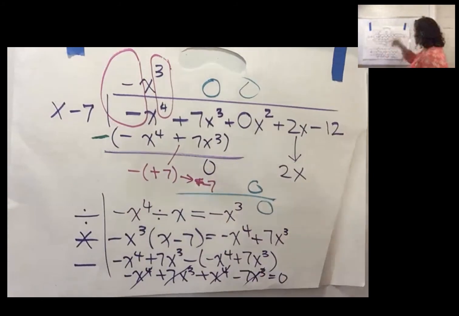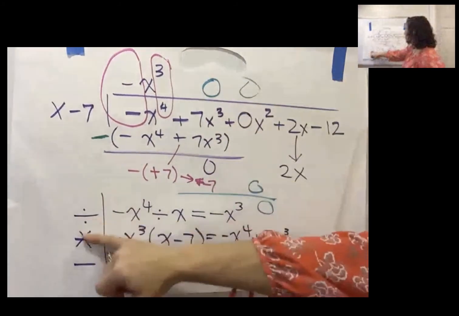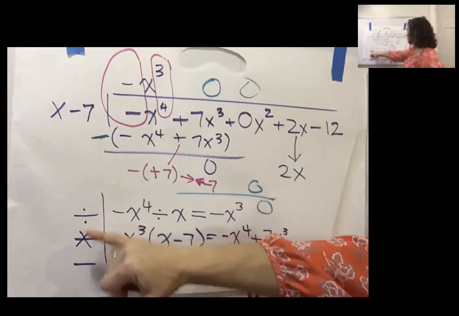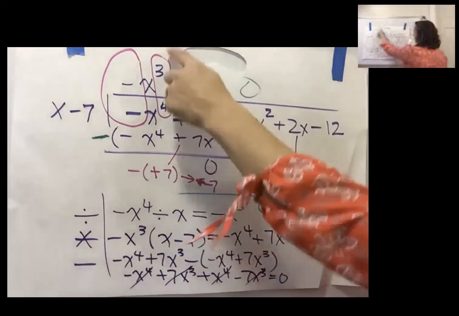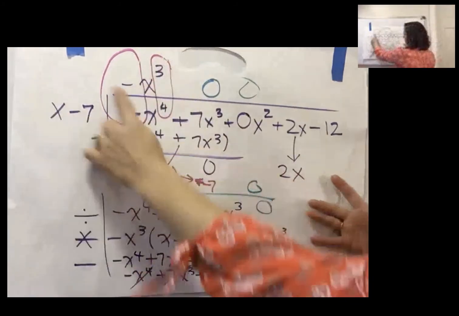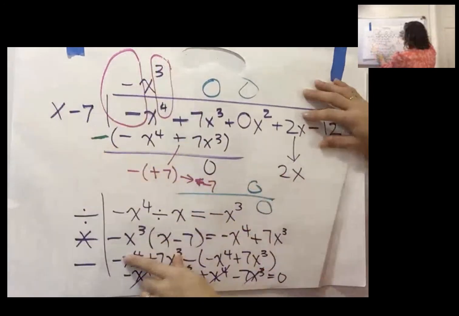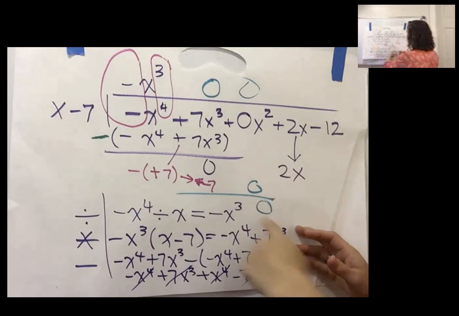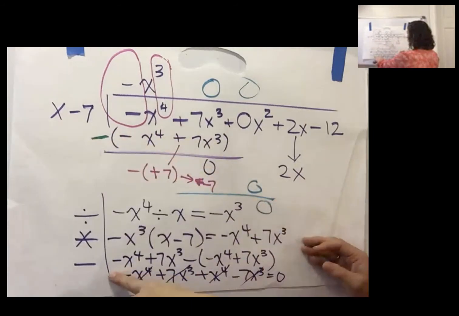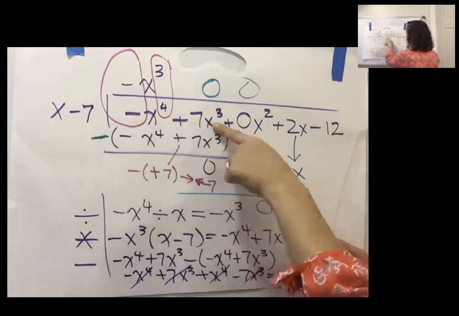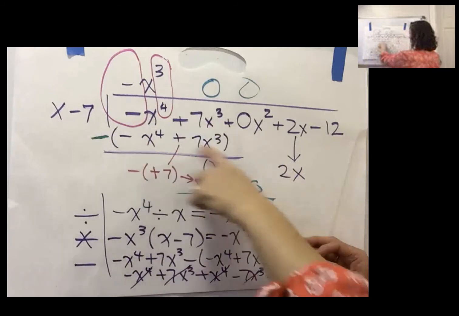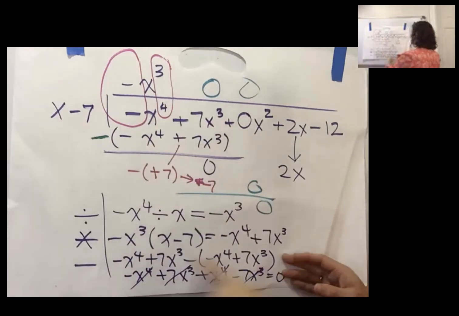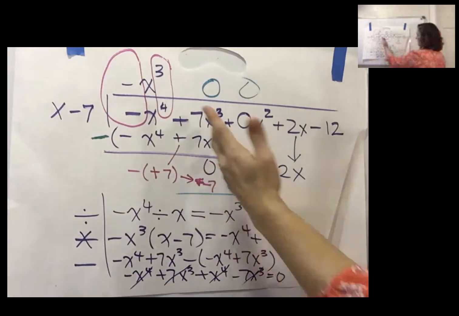So when we keep going through our long division, the next step is multiply. We take that negative x to the 3rd and multiply it by the whole x minus 7 and distribute it across. Then the next step is we subtract. I took the first two terms that I have here and subtracted these two terms here. In this case, I got 0.